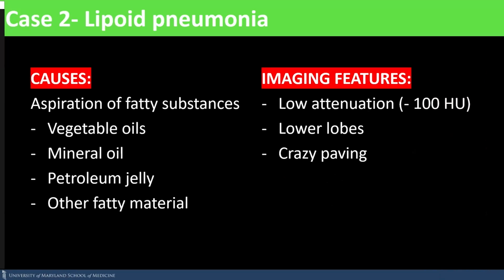It can also occur with endogenous lipids, like in some cases where the body has metabolic disorders, and they can accumulate fat within the lung itself. And characteristically, what you want to look for in these areas to call it lipoid pneumonia is a low attenuation, less than 100 Hounsfield units, reflecting the fat content of this lesion.